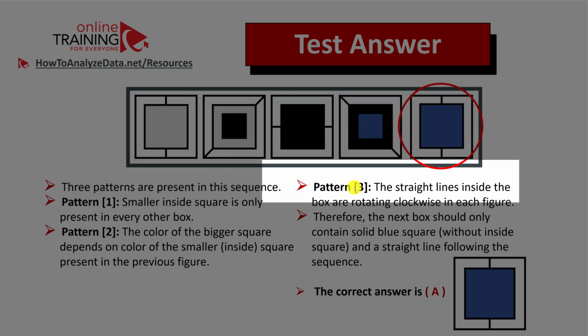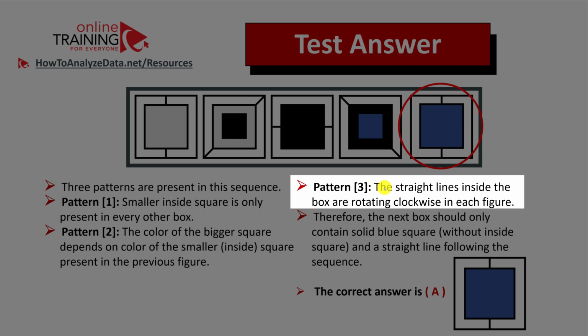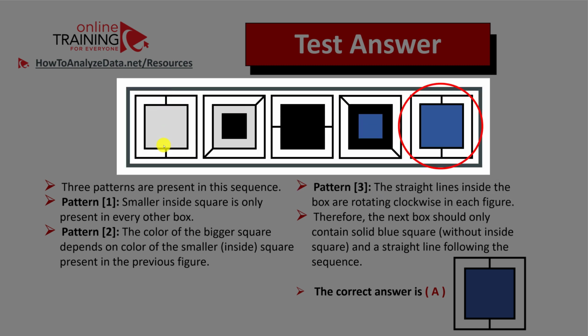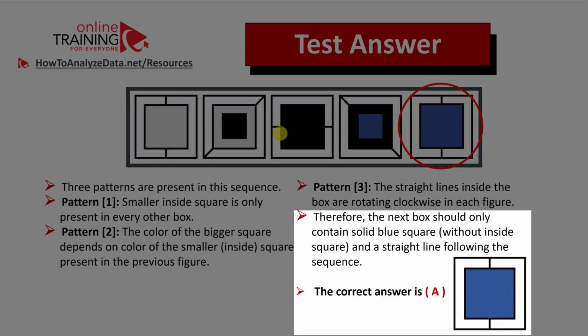The pattern number 3 is the pattern of straight lines, and you see that on the background there is a straight line here, and the straight line is present in every figure. If you look closely, you will see that the straight line rotates clockwise. So based on this information, you can see that the next square should only contain a solid blue square without the inside square and straight line following the sequence. This leads us to the correct answer for this particular question, being choice A.